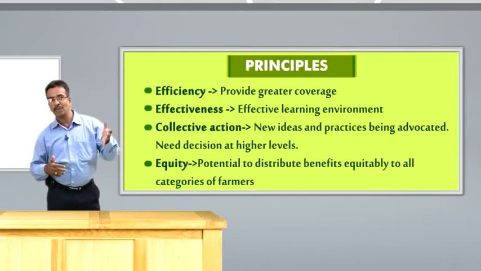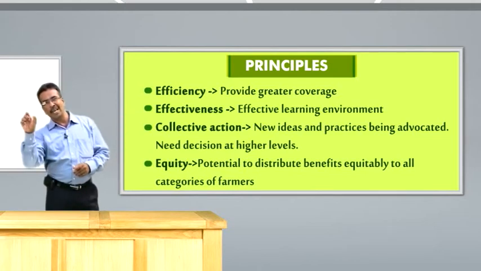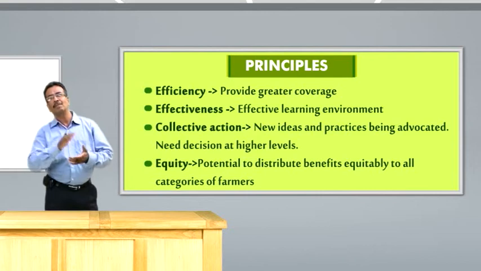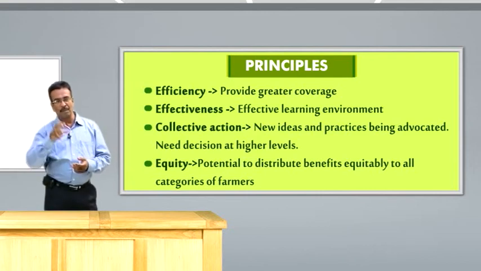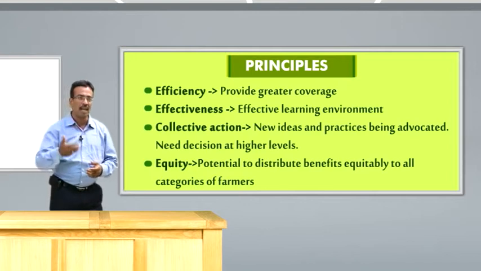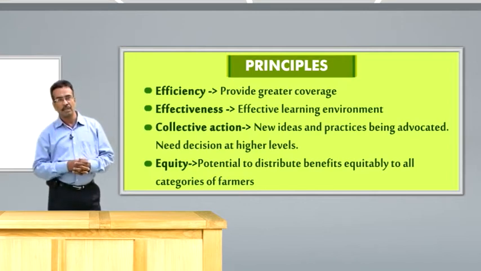What do you mean by FIG? Farmer interest group. CIG, what is that? Commodity interest group. So these are all the different types of self-help groups. So they are empowering themselves. So collective action is the most important. They are able to bargain with the government related to the price.